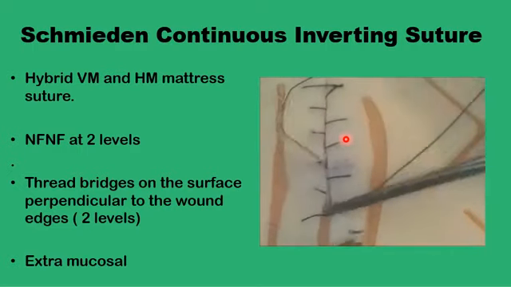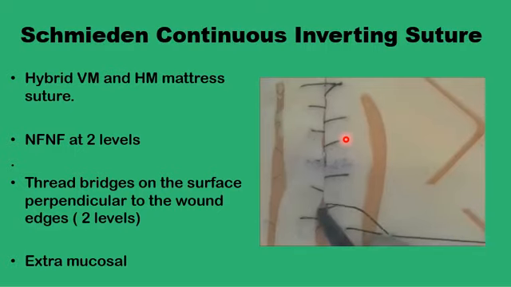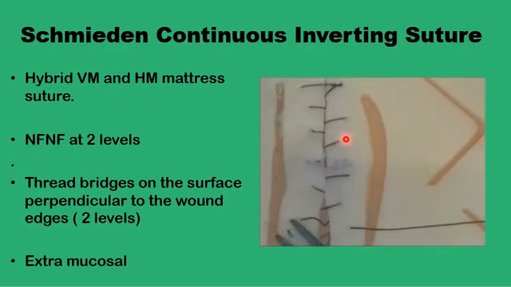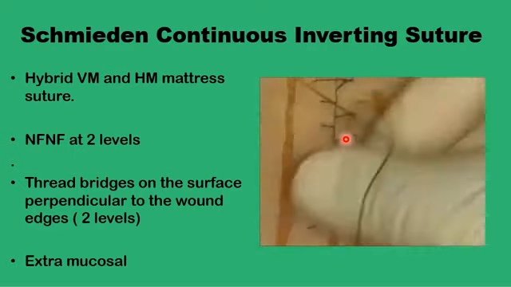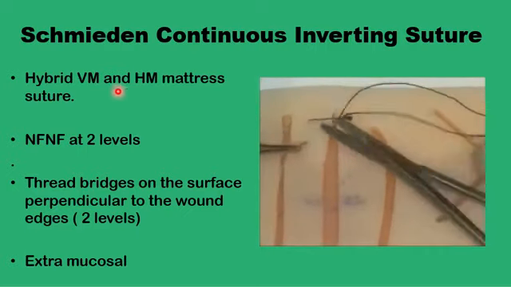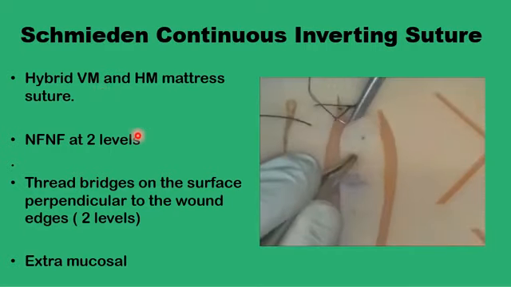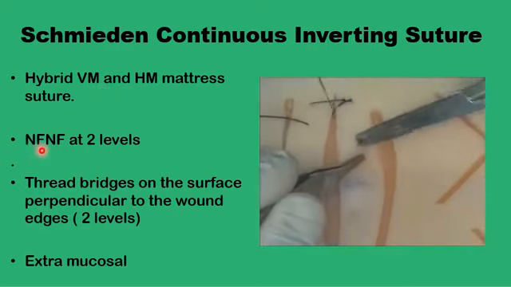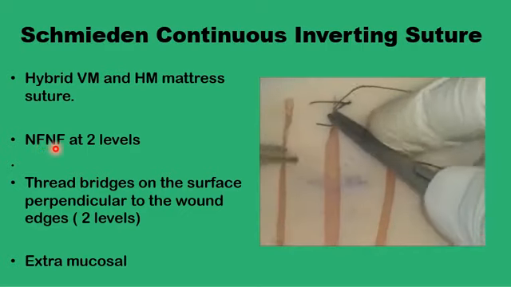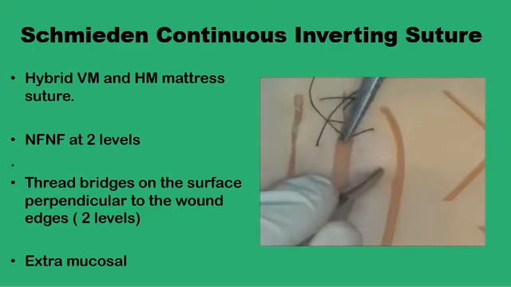And at the very end, you come close to the apex of the wound, near to far at a different level again, and then the Aberdeen knot. So it's a hybrid between a vertical matrix and horizontal matrix, but it takes the form of near to far at one level and then near to far at another level.